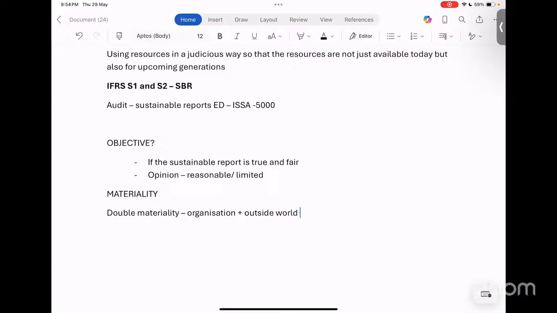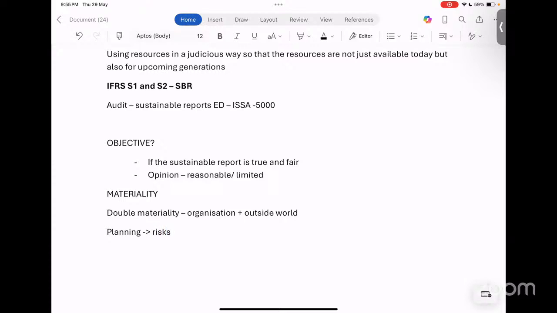Because if you say I've generated 1,000 jobs, that's what's written in your sustainable report, it will be material to the organization themselves because it will lead to expense to the business. If you have generated jobs, it will also increase your productivity. So it will be material to you as a company, but it will also be material to the outside world. So double materiality is when I think about the organization as well as the outside world. Then I use this materiality in the planning stage of my audit that I'm doing on sustainable report. I check what are the risks here.